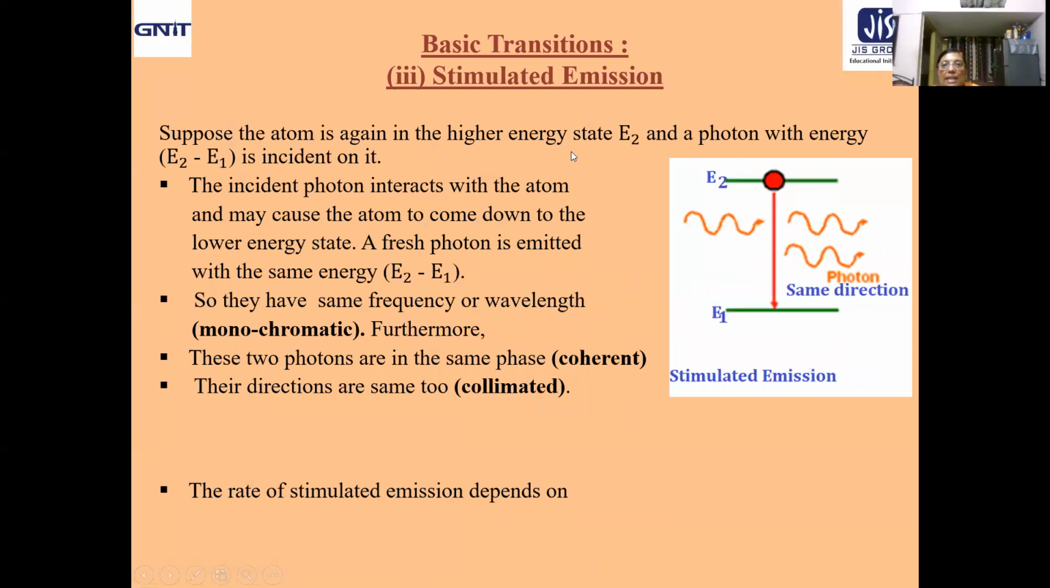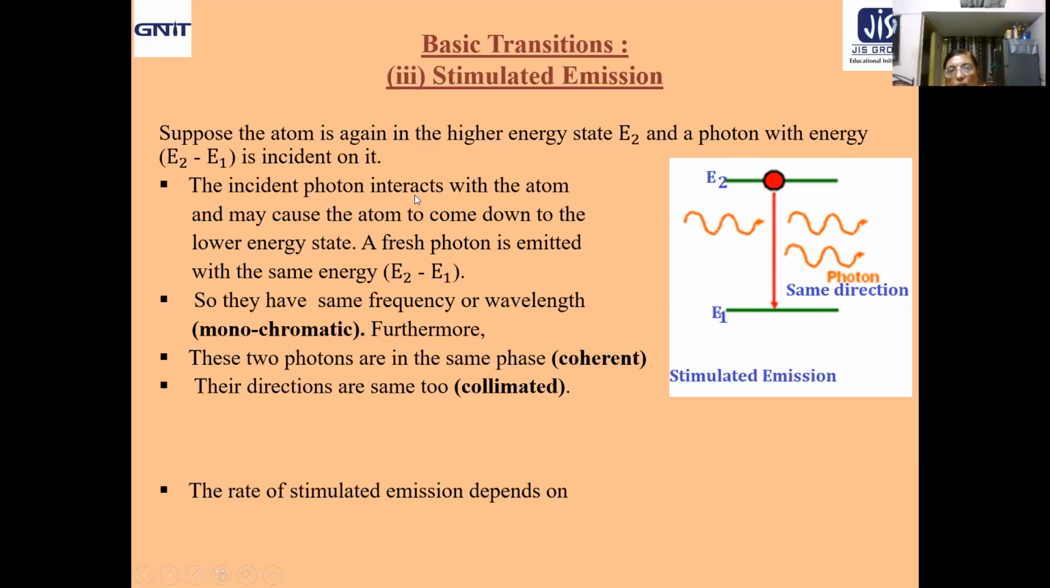The atom is again in the higher energy state, and a photon with energy E2 minus E1 is incident on it. Look here. The energy of the atom is E2. The energy of the photon is E2 minus E1. That means it is less than the atomic energy. So the incident photon's energy, logically, the atom will not accept or absorb. The incident photon's energy is less than the energy of the atom. So naturally, the photon's energy will not be absorbed by the atom.